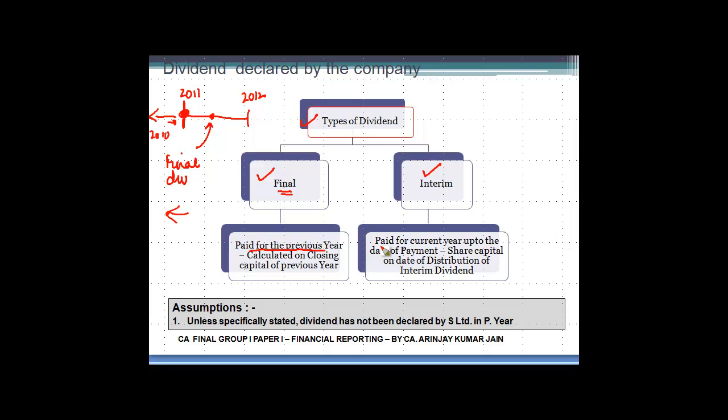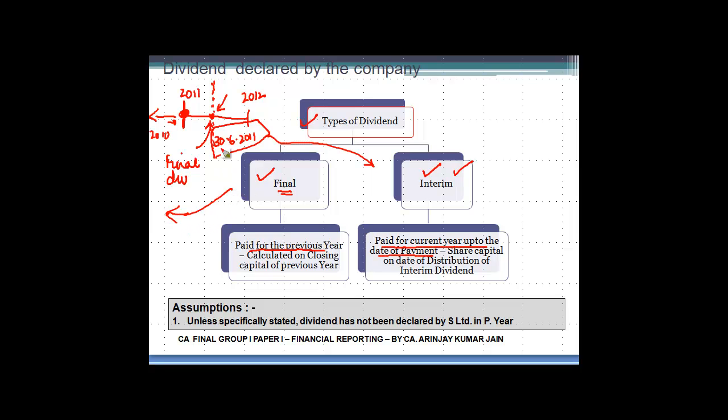The second one is paid for the current year up to the date of payment. If you are declaring an interim dividend, let's say you declare on 3/6/2011, right? On 3/6/2011, you declare an interim dividend. This means that this dividend is declared for these 3 months, right? And the share capital on the date of this distribution, which is 3/6/2011, is to be considered for the purpose of computing interim dividend, right?